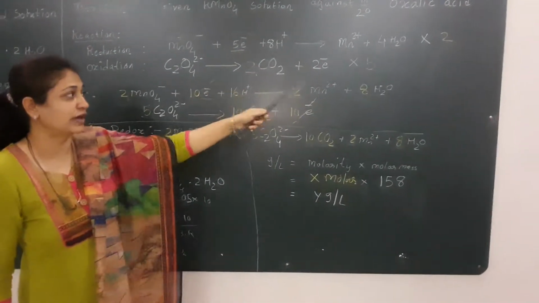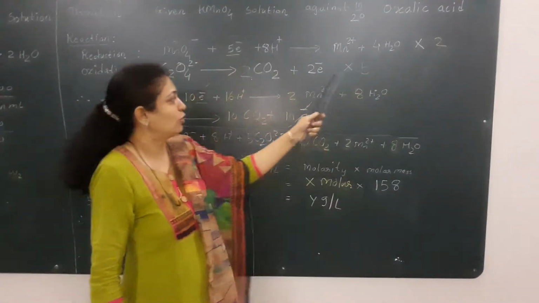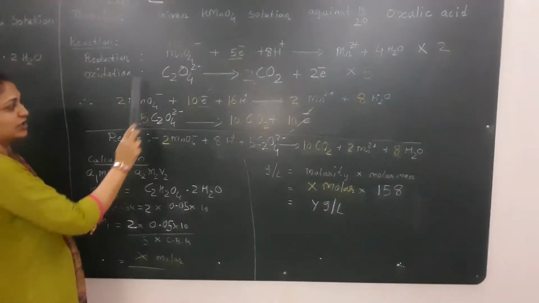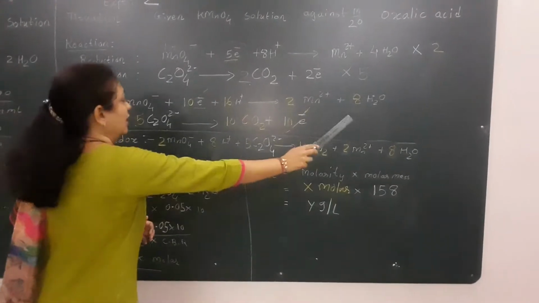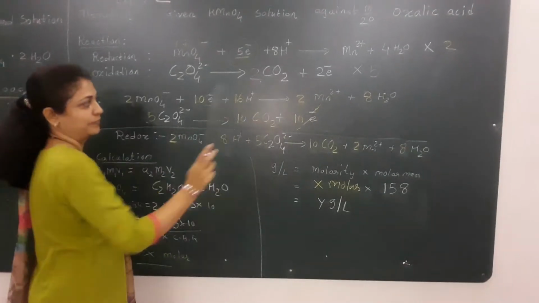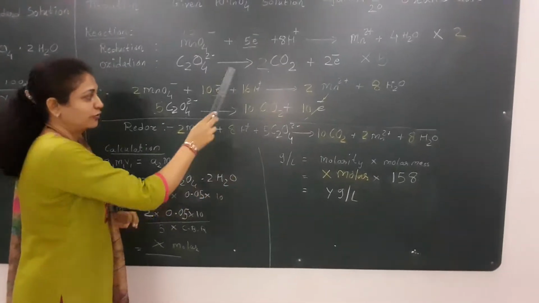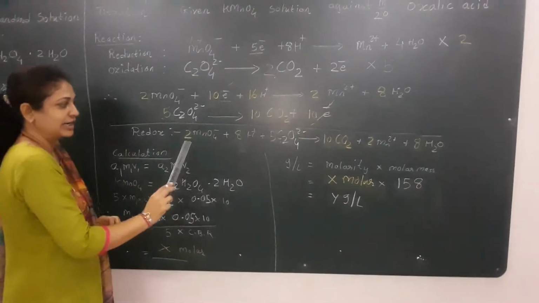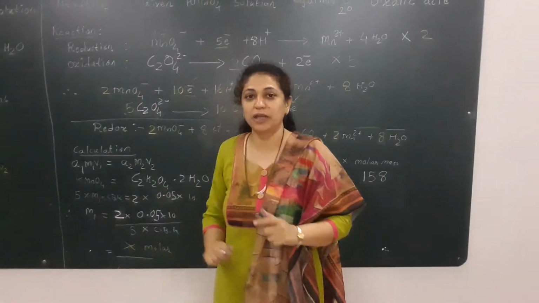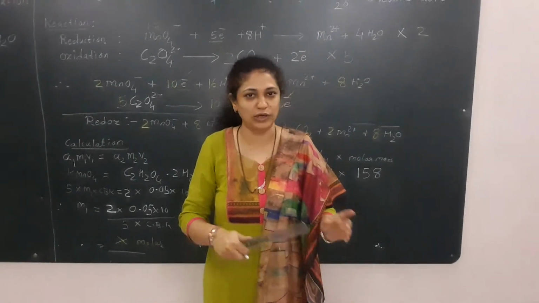So to make the number of electrons equal, the upper equation we will be multiplying with 2 and the lower equation we will be multiplying with 5. So after multiplying the upper equation with 2, I got this answer, and after multiplying the lower equation with 5, I got this answer. So the number of electrons is 10 on both sides. So we cancel them and whatever is remaining, that we write as the net reaction, and that reaction is called redox because reduction and oxidation have taken place simultaneously during this titration.